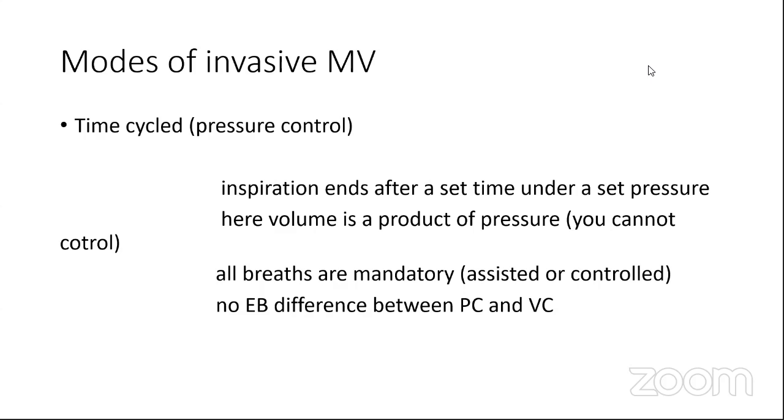So pressure control and volume control are both controlled modes, which means the breaths delivered to the patient are dictated by the ventilator, not the patient, while pressure support is a weaning mode, and the breaths the patient gets to inspire are dictated by his own. The patient decides when to start the breath, when to end it, how long the breath takes, and how large the volume is.